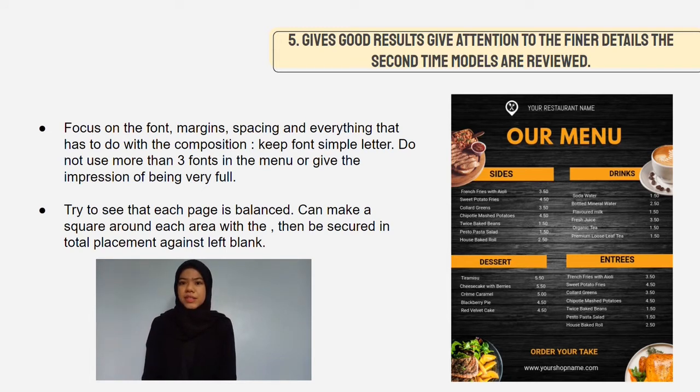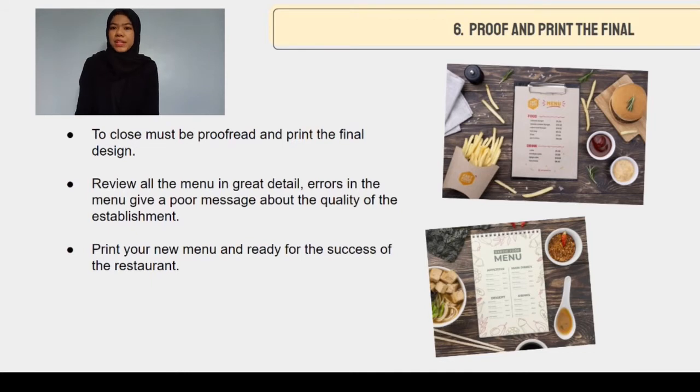The second time, the menu is reviewed. Try to see that each page is balanced. You can make a square around each area, then be sure the placement is secure against a blank left side. For example, check whether the color and design are suitable or not, and the spelling of each dish. Lastly, proof and print the final.